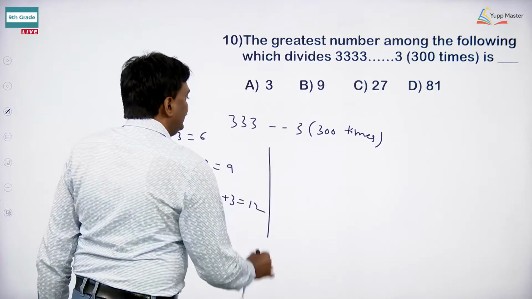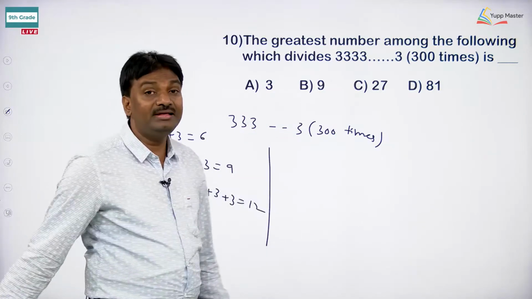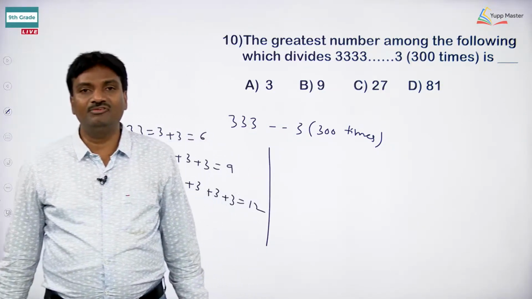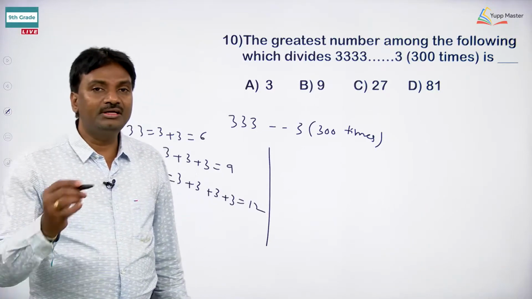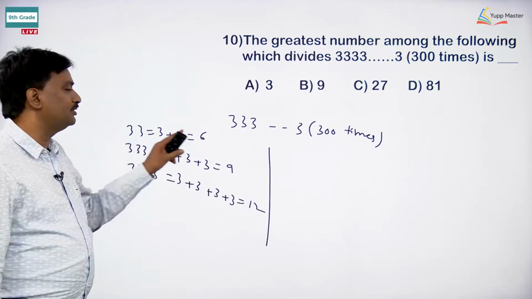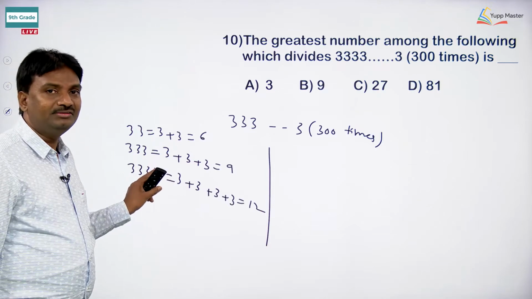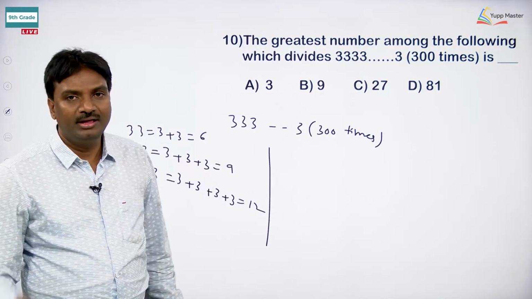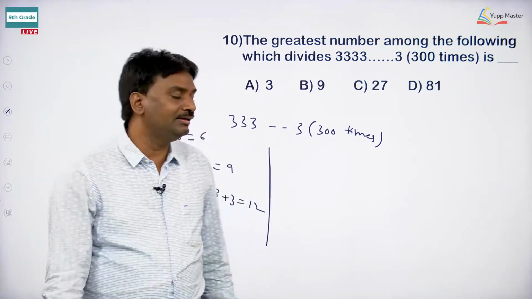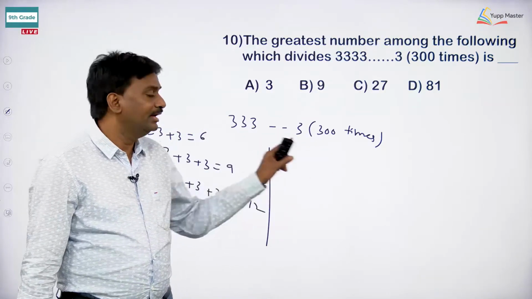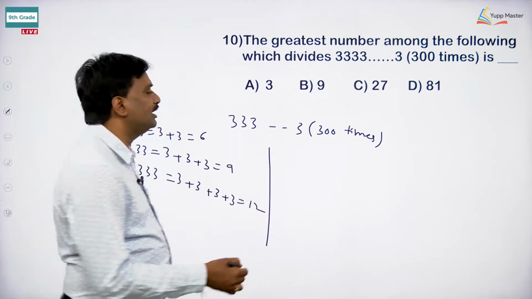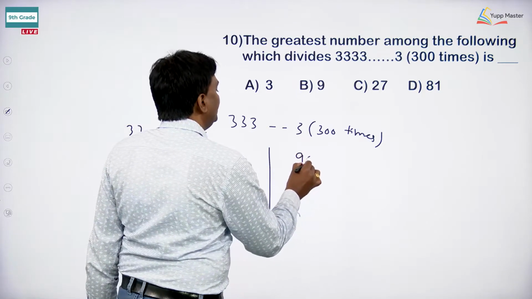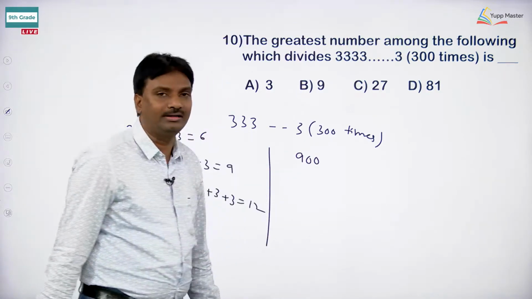So like that, here we have 300 3's. Two 3's are 6, three 3's are 9, five 3's are 15, ten 3's are 30. Just like that, since 300 3's are there, we can write 300 into 3 is 900.